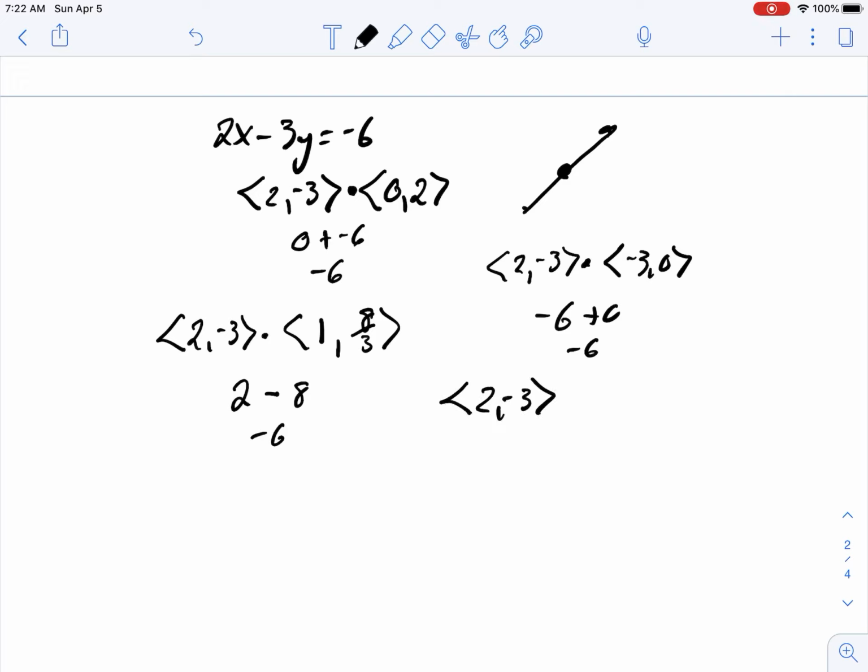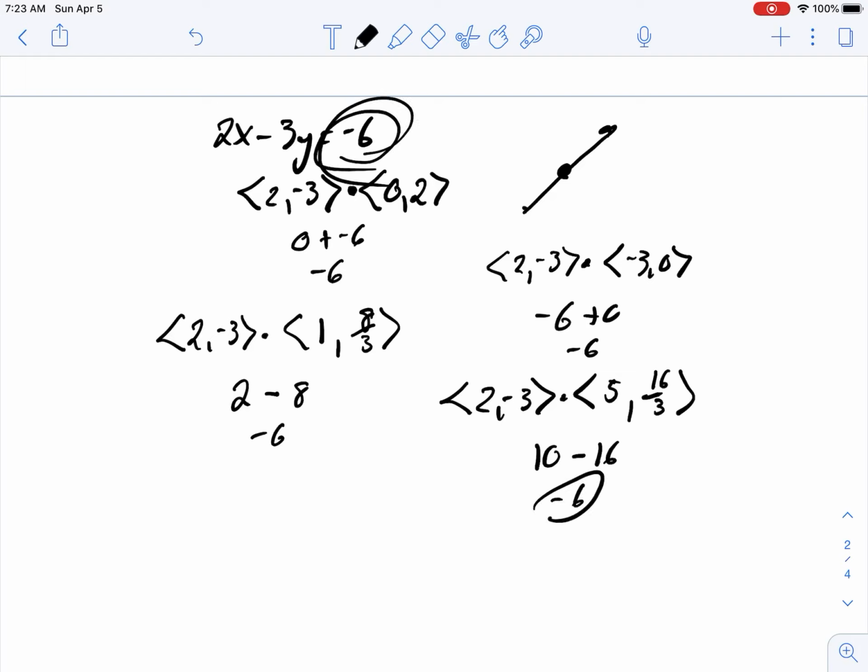And you can keep taking more points. Let's take one more, just for fun. Dot it with, let's say, 5, 16/3. And you have 10 minus 16, negative 6. So notice I just keep getting negative 6. So that's how standard form works. And the same thing works in three-dimensional.